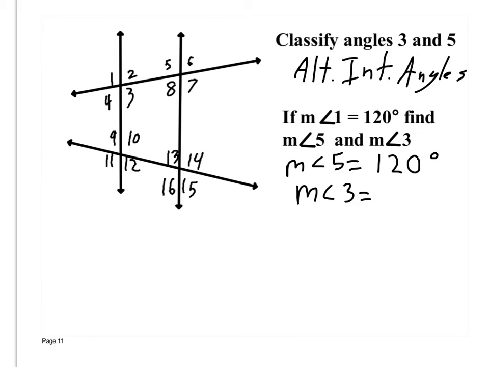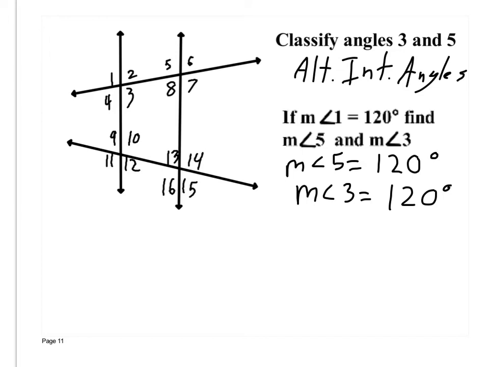Well, what is it, Brady? You find the measure of number 1. What is the measure of angle 1? It's 120. So what's the measure of angle 3? 120. Those are vertical angles. 1 and 3 are vertical. They're opposite of each other. Does everybody see that? See how they're opposite? That means they're congruent. Means they're equal.